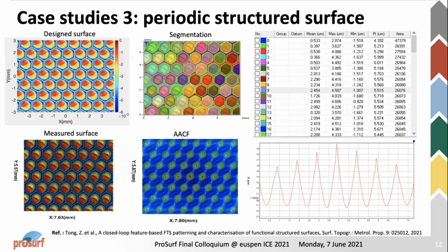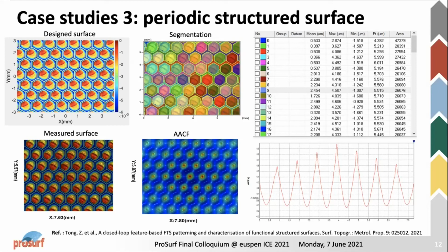In the next few slides, I will show how the developed feature-based surface calibration method can be applied to different structured surfaces. The honeycomb is a very typical periodic structured surface. As shown on the left-hand side, the design surface can be well generated by the feature-based fast-tool-servo machining system. After watershed segmentation and Wolf pruning, we can obtain the detailed features as listed in the table.